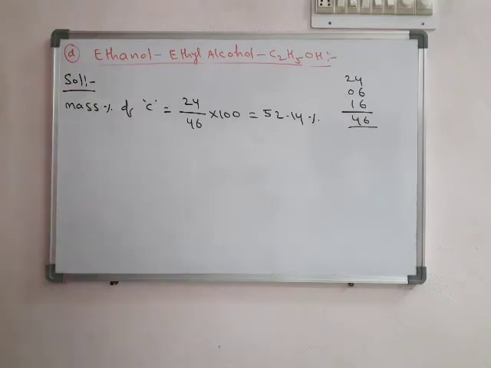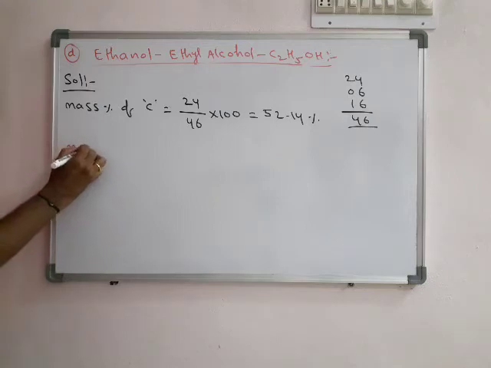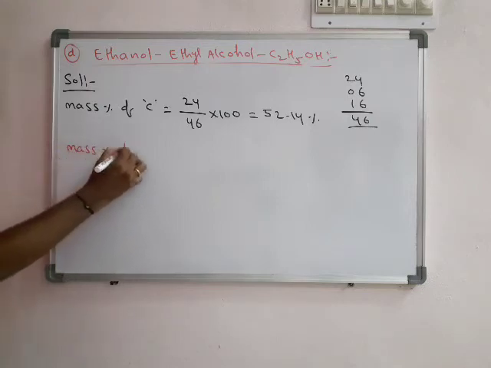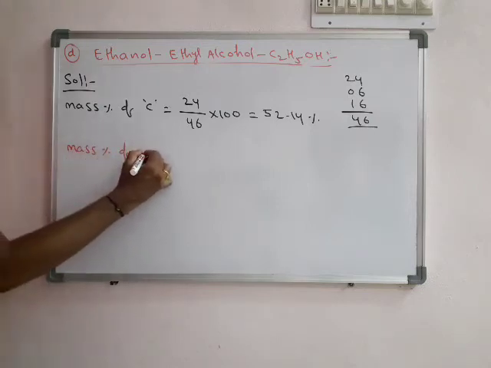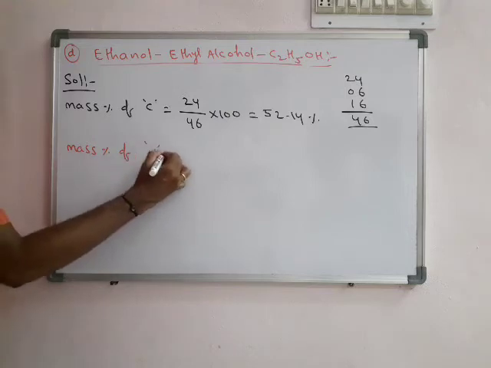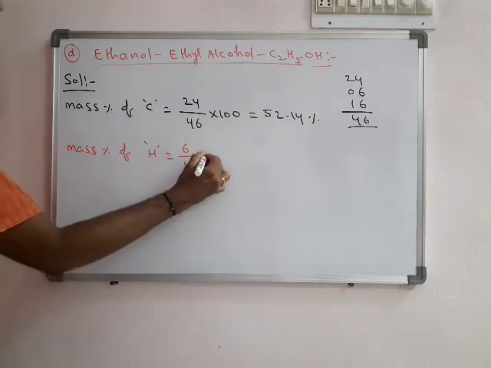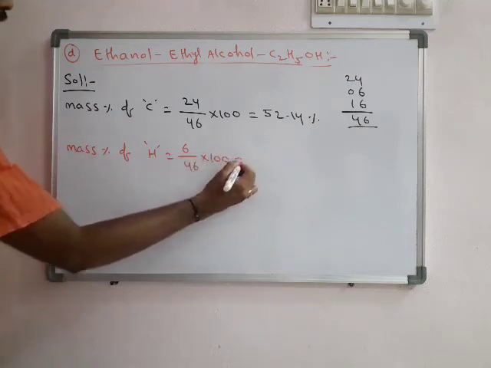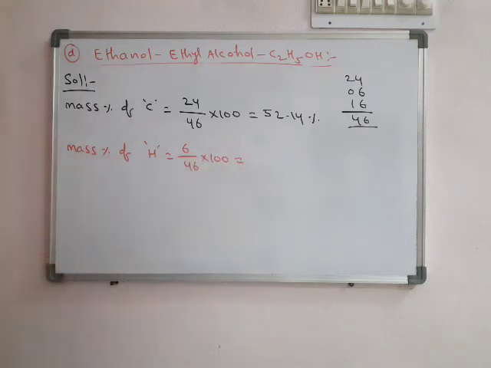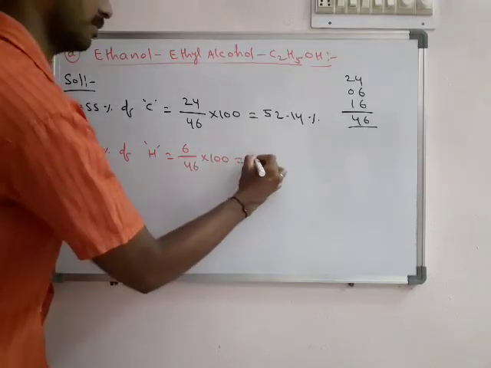Just remembering the formulas and the atomic weights, these calculations are what is important. So the formula is simple here. Now the mass percentage of hydrogen. How many hydrogens? 6 means 6 grams. What is 6 over 46? You can do the calculation on your own. Here it is 13.13.